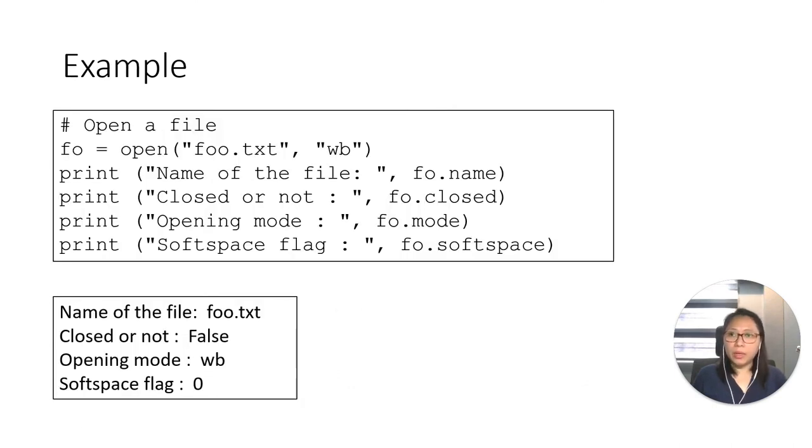Here is an example. Let's say we have this code. On the first line here, we open the file foo.txt, and the access mode is WB, and the handle is assigned or bound to fo. And then we print the name of the file. We print whether it's closed. So this returns true or false. We print the mode and the softspace.